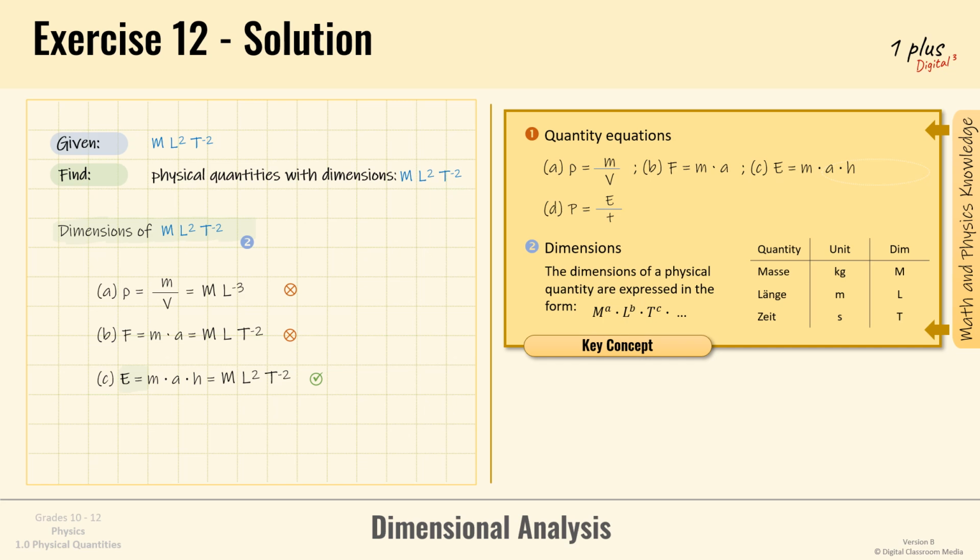Finally, let's check power. Power equals energy divided by time. Compared with energy, this introduces another T in the denominator. Therefore, power has the dimensions M L squared T to the power of minus 3. This answer is also incorrect. The physical quantity with the dimensions M L squared T to the power of minus 2 is therefore energy.